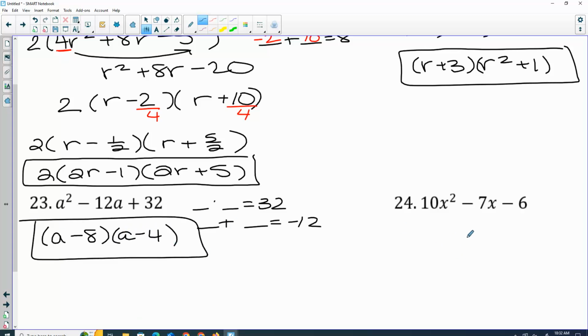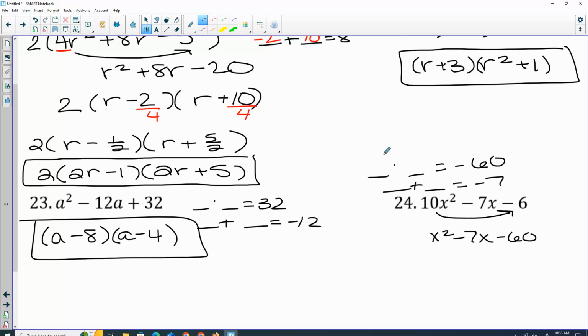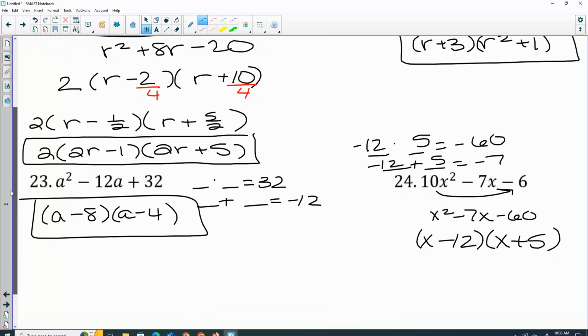24, what do we have to do? Slip and slide. So that's x squared minus 7x minus 60. So what multiplies to negative 60 adds to negative 7? Negative 12 and 5. Negative 12 times 5 is negative 60. Negative 12 plus 5 is negative 7. So that gives us x minus 12 and x plus 5. And then what do we have to do?